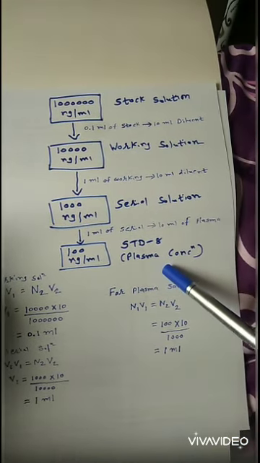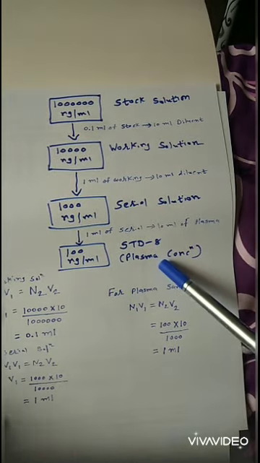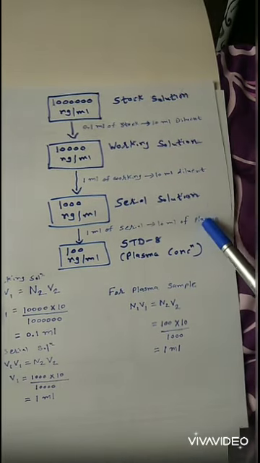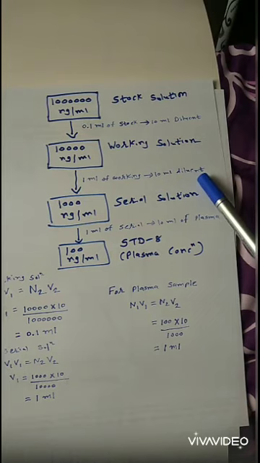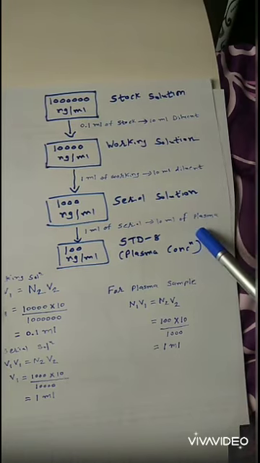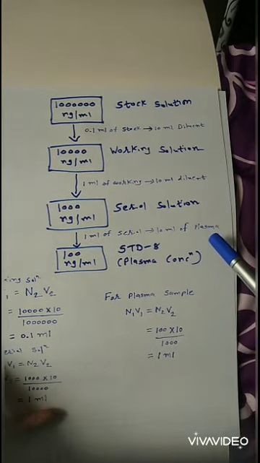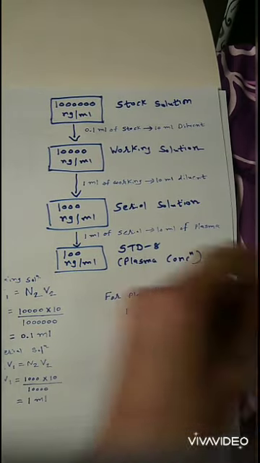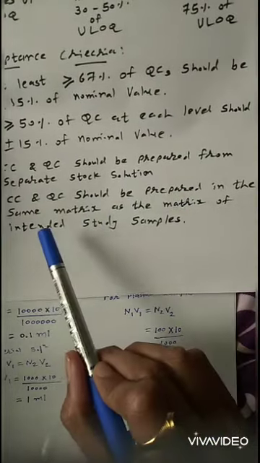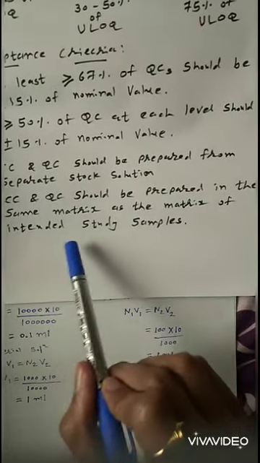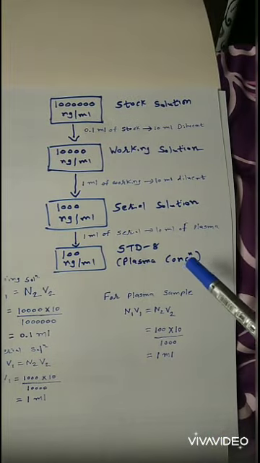Now the final stage: how we prepare the plasma sample. The same way, but in this we will take plasma instead of the diluent. In the serial solution we take diluent, as I told you previously, that diluent may be methanol, water or anything else. But here we will take plasma. I explained previously that CC and QC should be prepared in the same matrix as the intended study sample. So here we have to prepare the calibration curve and QC in the plasma.